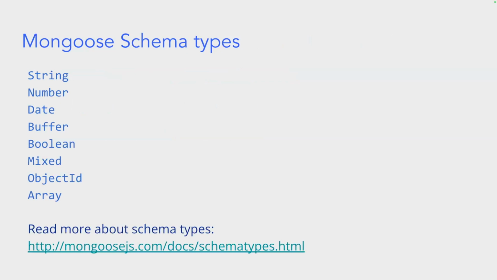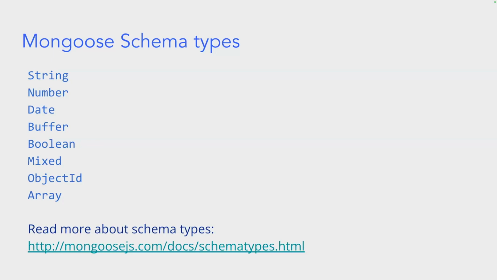There are lots of Mongoose schema types. We have strings, numbers, dates, buffers, which are basically just byte strings, like a lot of bytes, booleans, mixed, and mixed means it could be any of these, object ID and array.